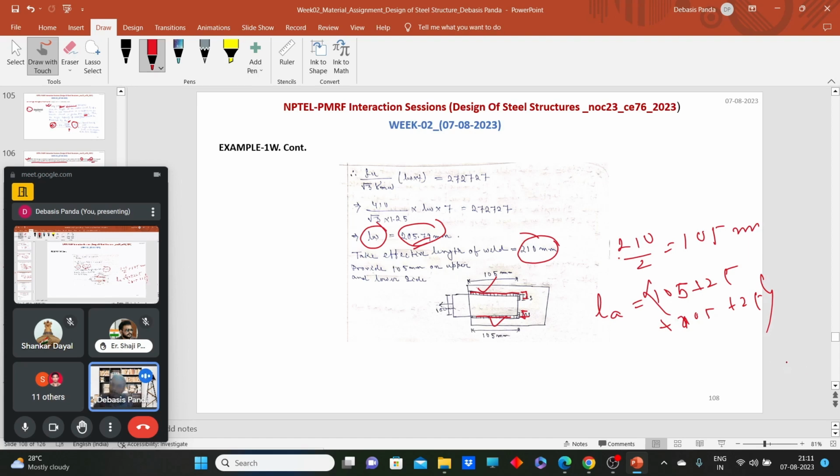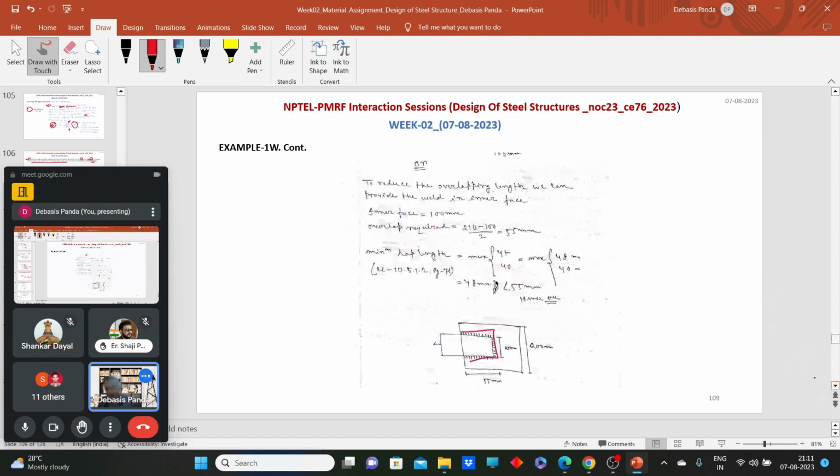Now, if someone needs to weld this part also, what do we need to do? It's simple mathematics. First, you need to understand how much minimum lap you need to provide. So here we have 45 mm, and here I have provided 55 mm as a lap length. Here the width is 100 mm.